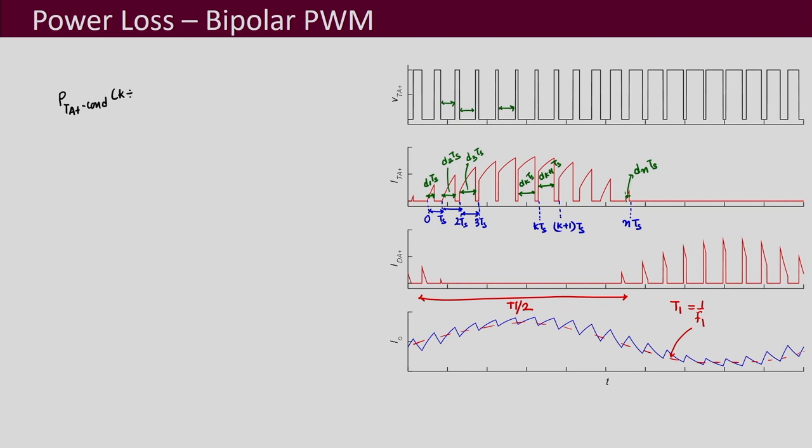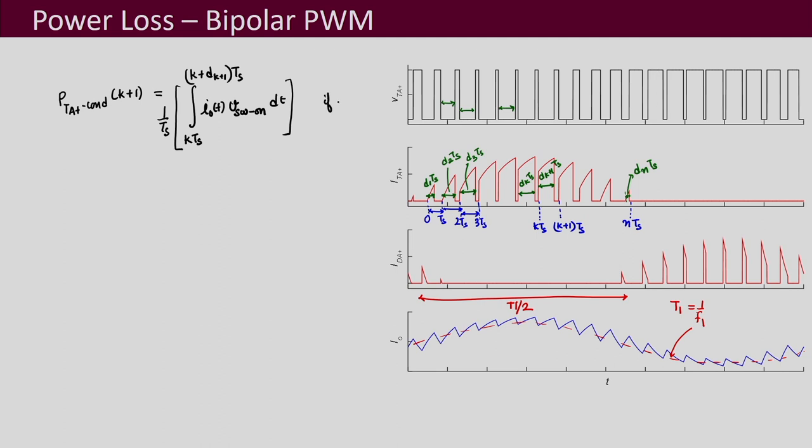Now, if we have to write the conduction loss for TA plus, for let's say the K plus 1 interval. So for the K plus 1th interval, it will be given as the integration from KTS to K plus DK plus 1 times TS of IO(t), and the on-state voltage drop, let's say this is equal to VSW on while the device is on, multiplied by dt, and this has to be divided by the switching time period, 1 by TS.